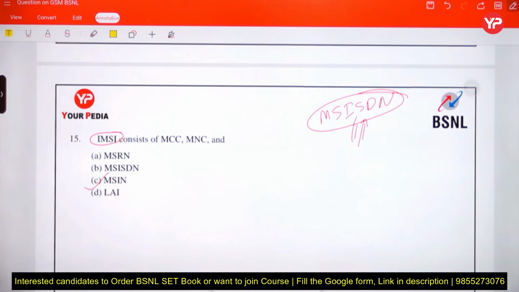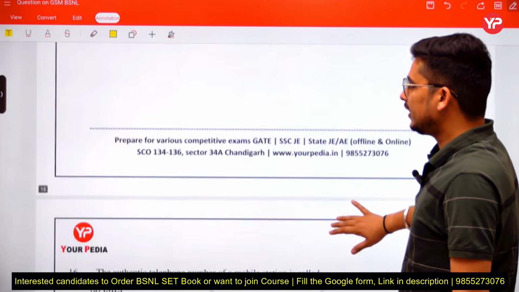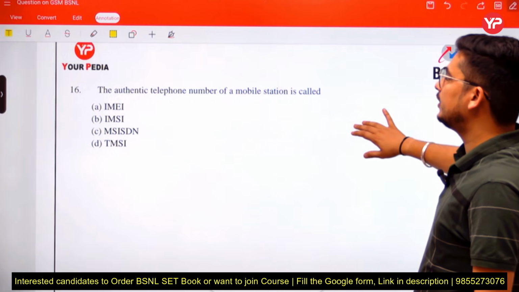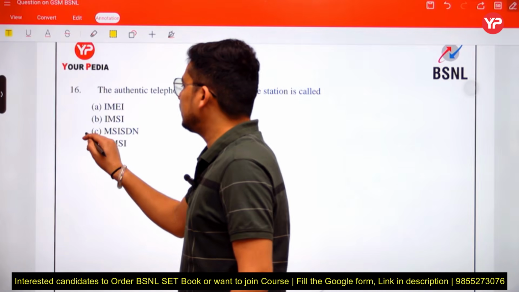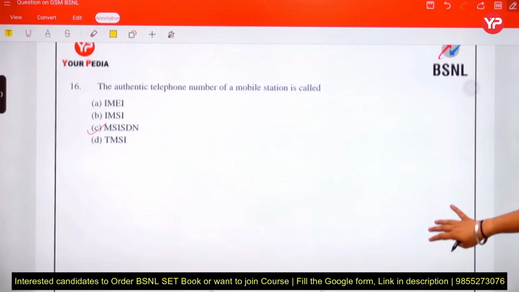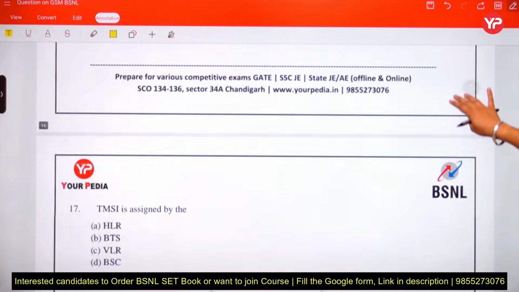Okay. Next question: the authenticated telephone number of a mobile station is called, as I already discussed, the MSISDN number. That is the authenticated number for a mobile phone dialer.